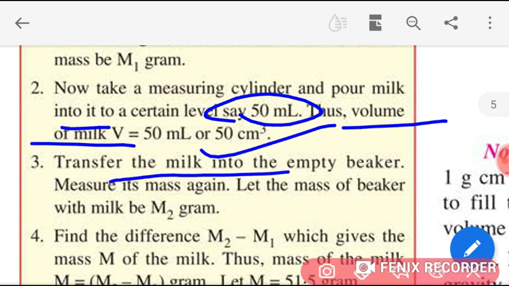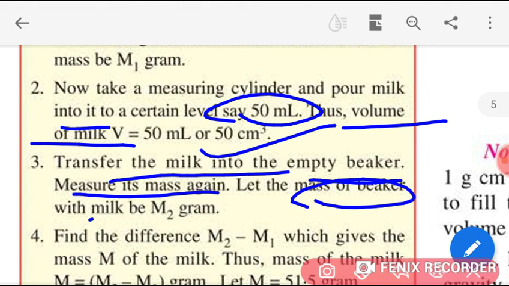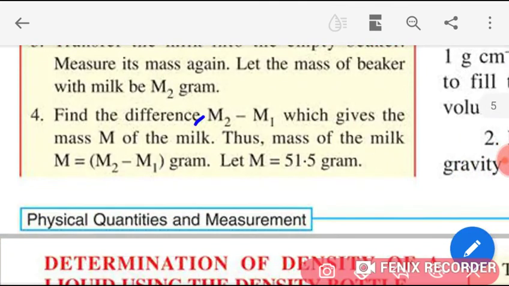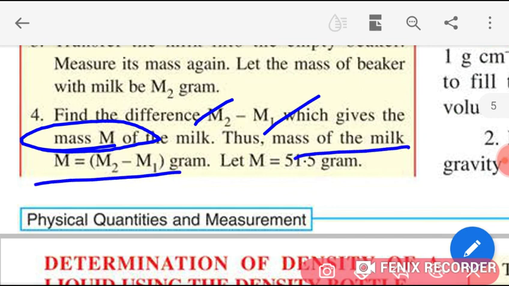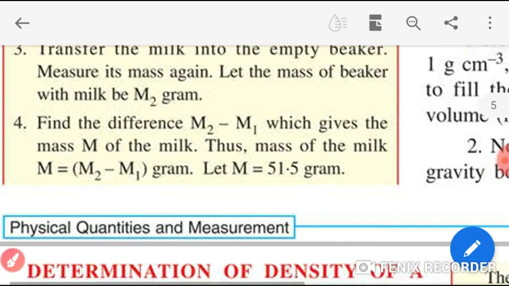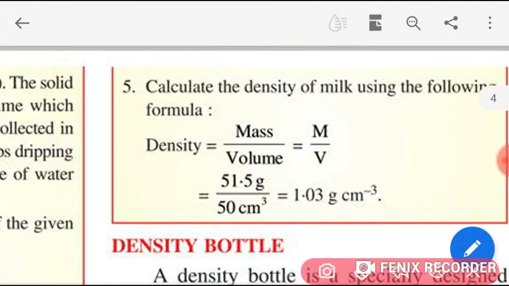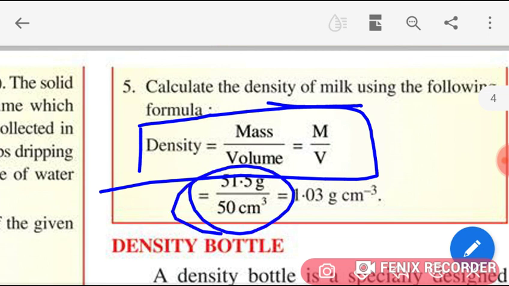Now you have to transfer the milk into the empty beaker. Now measure its mass again. Let the mass of the beaker with milk be m2 gram. Now you have to find the difference of the masses, m2 minus m1. Then it will give you the mass m of the milk. Let it be 51.5 gram. Okay students, now you have to calculate the density of milk by using which formula? Again, mass upon volume. When you put the values in the formula, you will get the answer.